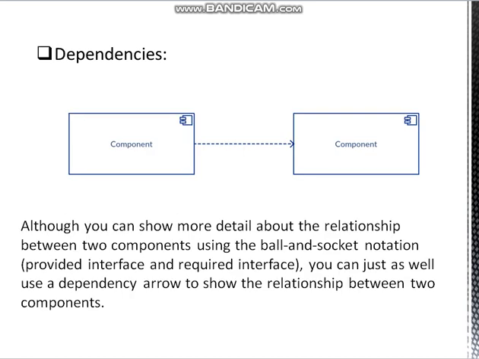And next we have dependencies. That is, we can see some kind of relationship between two given components. Although we can show more details about the relationship between two components using the ball and socket notation, that is, as we have already discussed, the provided interface and required interface, we can also use a dependency arrow to show the relationship between two given components.